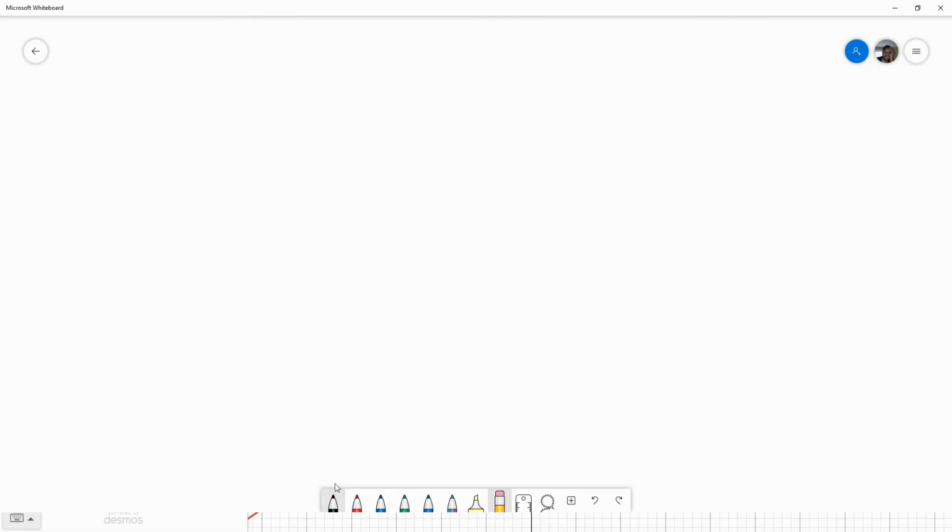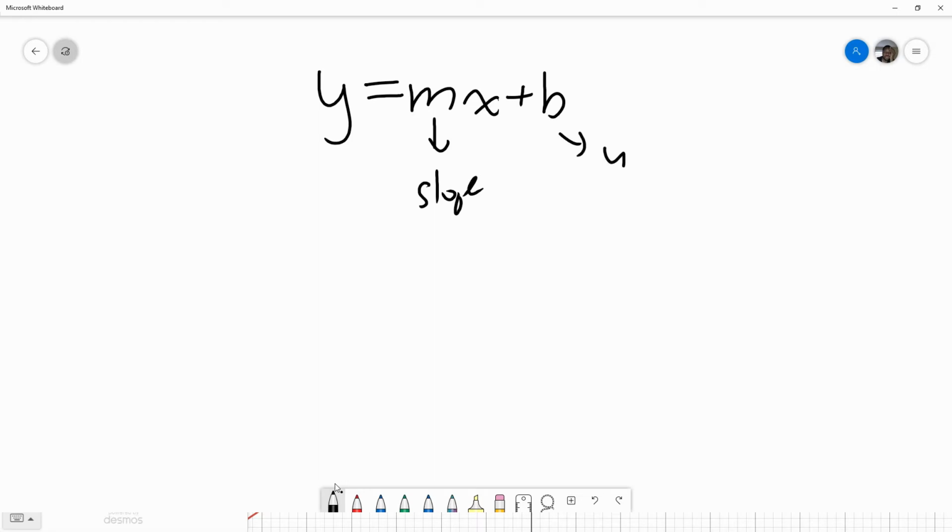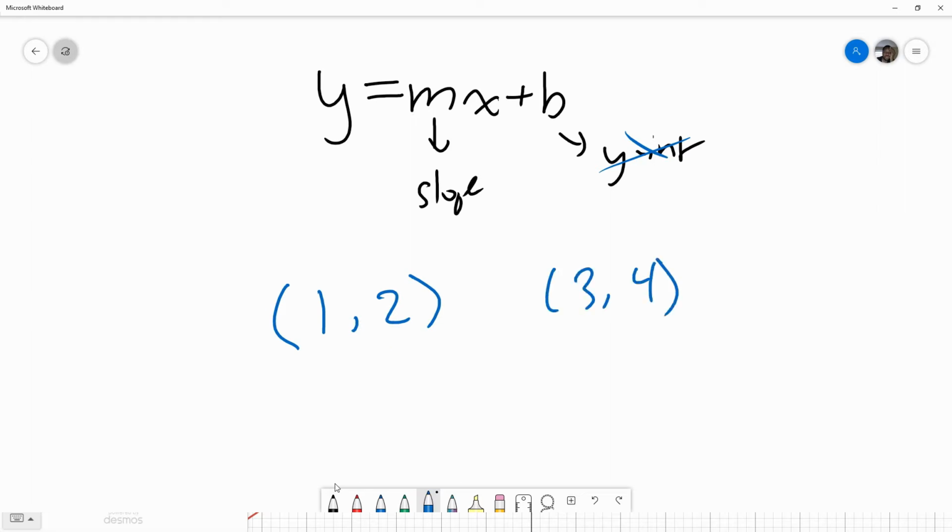What happens if you have to make an equation for a line, which again we already know is y equals mx plus b, where m is your slope and b is your y-intercept. But they don't give you the y-intercept at all. So for example, I'm told that I want to make the equation for a line given the points 1 comma 2 and 3 comma 4.